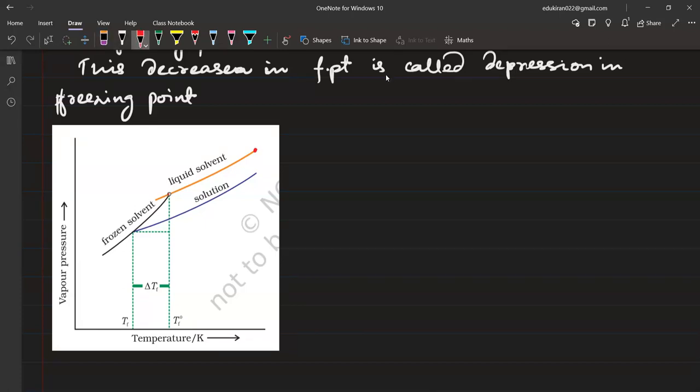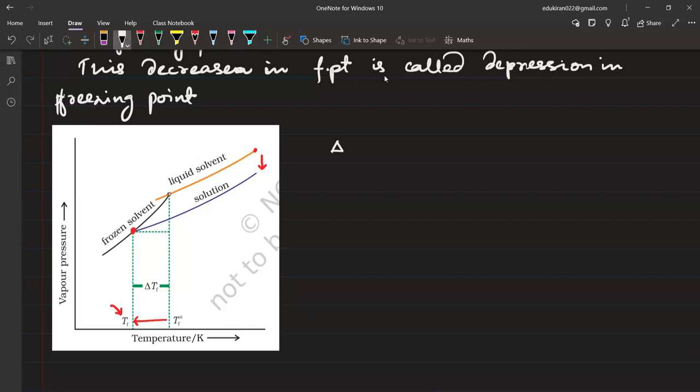Now, one thing that we have seen in relative lowering of vapor pressure is that when we add solute, the vapor pressure decreases. And because it is the freezing of solvent, the solvent water molecules are going to get frozen. So the curve is entirely similar to that of the liquid solvent, but just below it. It follows the same curve and gets frozen here. This particular point is TF, the freezing point of the solution. You can easily see that if I go from solvent to solution, the freezing point is decreasing. That is known as depression in freezing point.